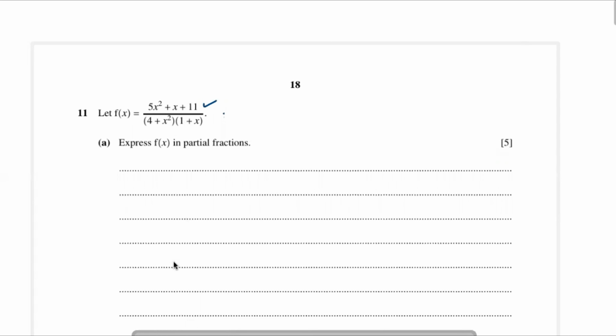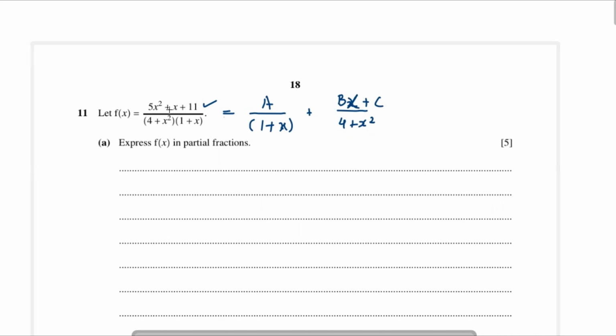Question 11. Let f of x equal to 5x square plus x plus 11 over (4 plus x square) into (1 plus x). Express in partial fractions. In partial fractions, we convert a single fraction into two or more fractions. You see here in the denominator there are two expressions, one is linear and the other is quadratic. Now for the linear factor, the numerator we name as A, and for the quadratic factor Bx plus C. Now we find the A, B and C values.